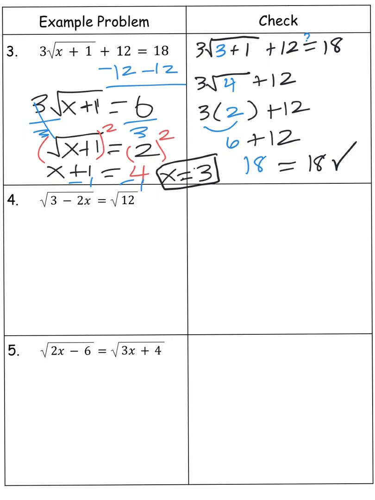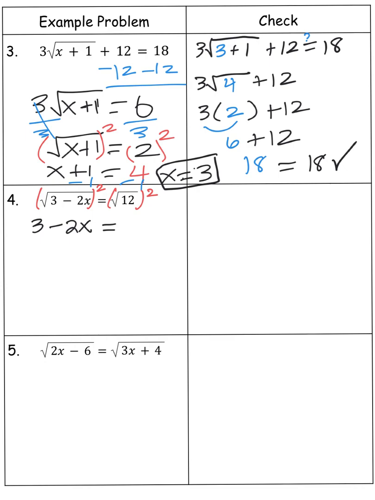Example number 4. Okay, so in example number 4, there are 2 radicals, one on each side of the equal sign, but neither of them has any math around the outside, so we don't have to worry about isolating the radical. We can go ahead and just cancel the radicals out by squaring both sides. So when I square the left-hand side, the power of 2 cancels out the square root symbol, so I'm just left with the radicand, which is 3 minus 2x.